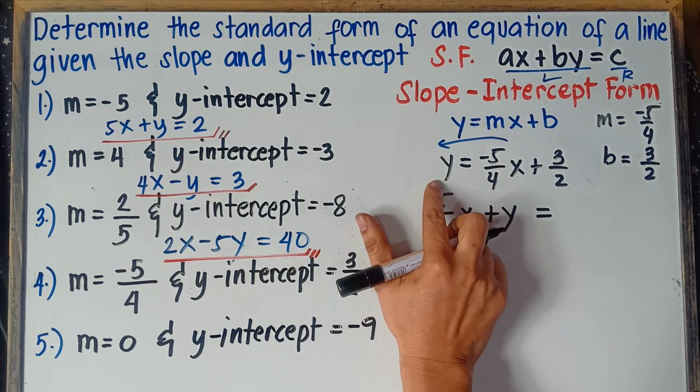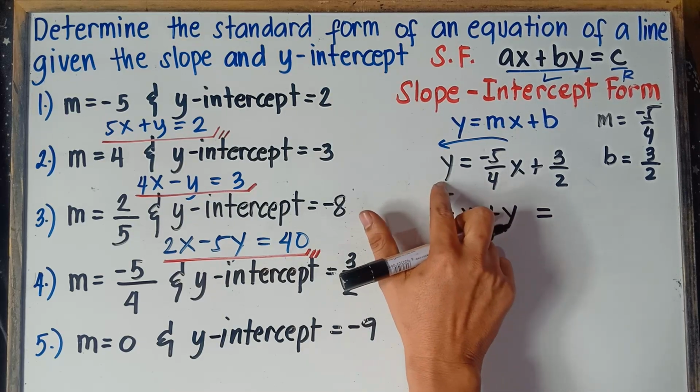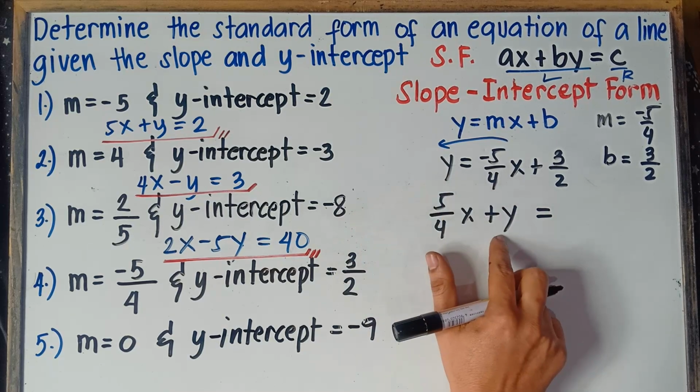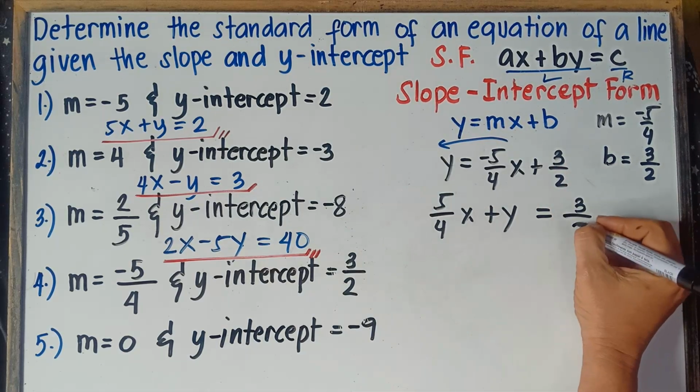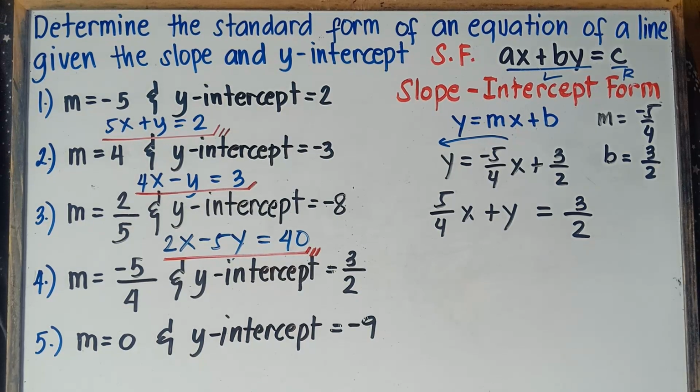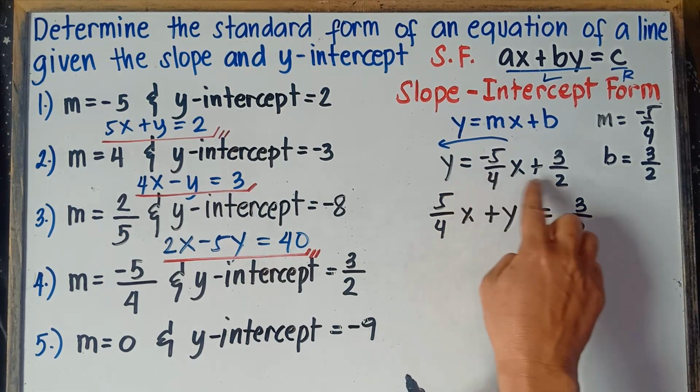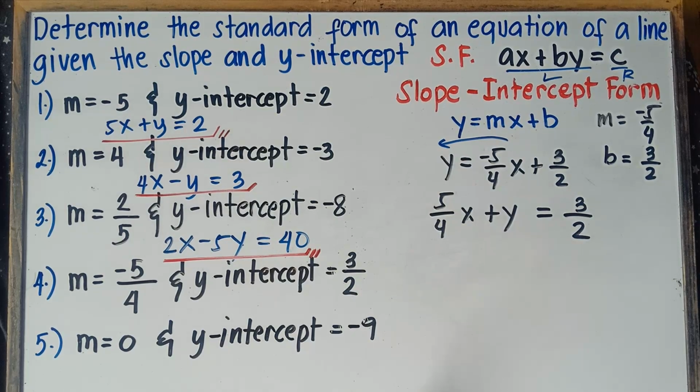And then for y, simply copy y. Do not change the sign of y. Y is still on the left side. So simply copy positive y. And then simply copy 3 over 2. Positive 3 over 2, because 3 over 2 is still on the right of the equal sign.